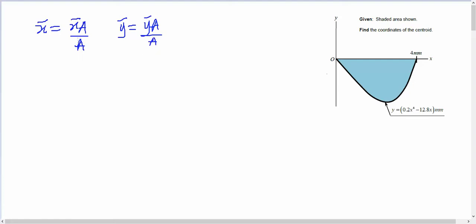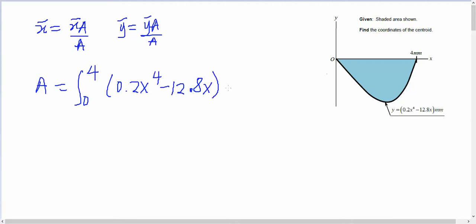Well, first of all, let's start by solving for a. A would simply be the integral from 0 to 4 of the function 0.2 x to the power of 4 minus 12.8x, and that should result to 61.44 millimeters squared. Remember, area is always in millimeters squared. Okay, so we have this and we have this. So the next step is to find xa and ya.